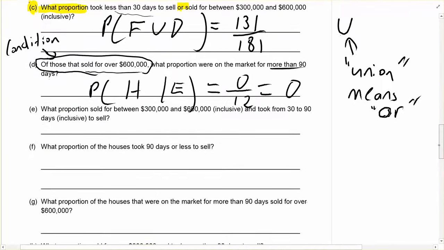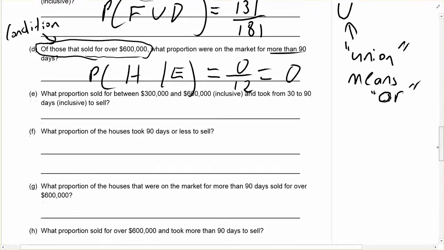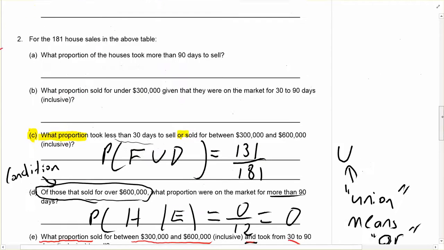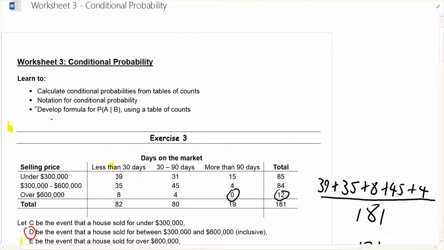Okay. What proportion sold for between $300,000 and $600,000 inclusive and took from 30 to 90 days? This is question E. What's this one out of? Well, the answer is it's out of all of them, because it just says what proportion. It doesn't say any subgroup, does it? So what proportion of all those houses sold for between $300,000 and $600,000 and also took from 30 to 90 days. So that's the middle column and the middle row, isn't it?